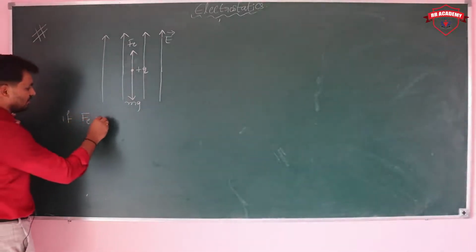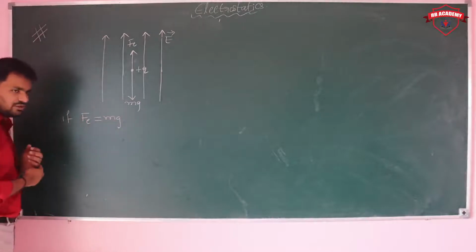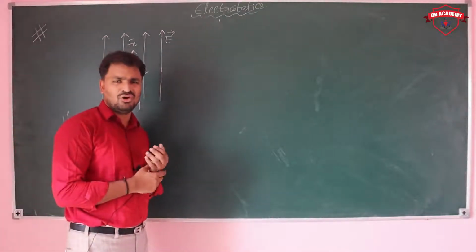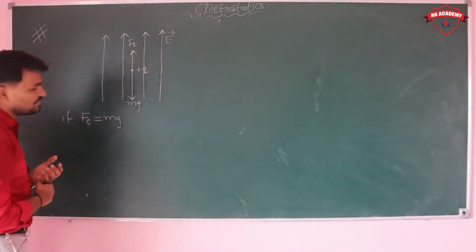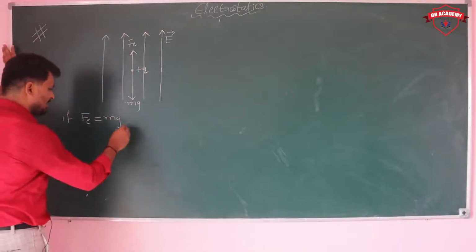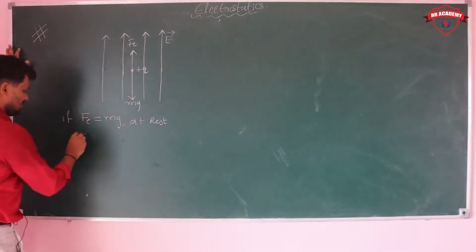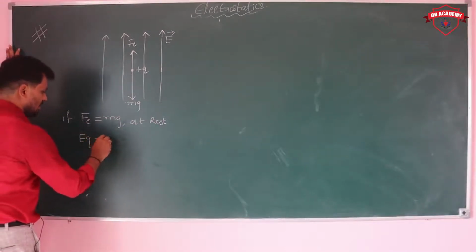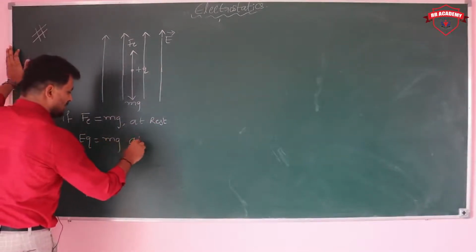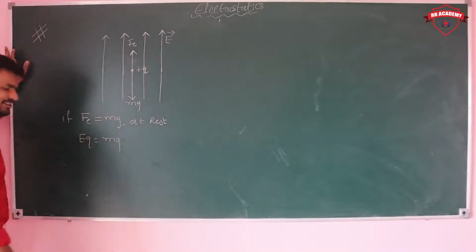So if Fe is equal to mg, that means electrostatic force is equal to the weight of the particle. Then the particle is in rest condition. For particle at rest, we can write Eq is equal to mg.